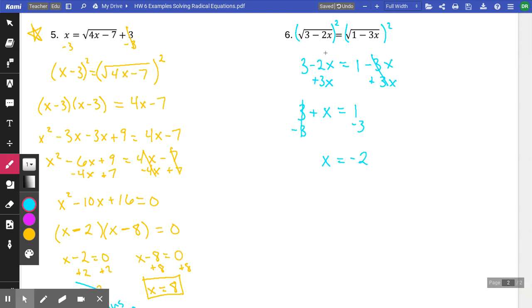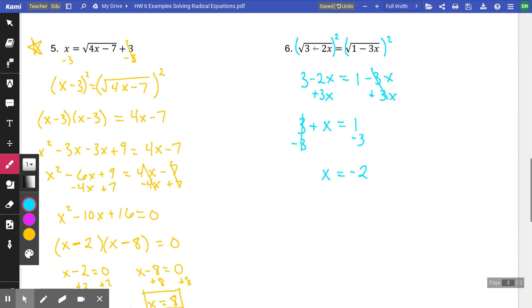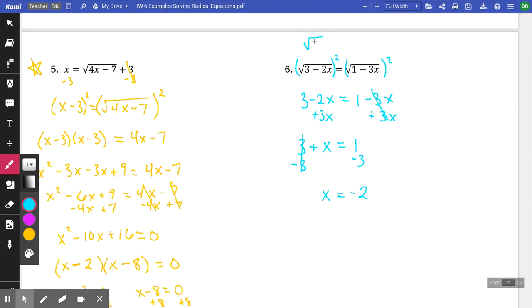If we check our solution here, 3 minus 2 times x, if we're going to use an x value of negative 2, that's going to be 3 minus 2 times negative 2, which ends up being 3 plus 4. So the left side gives us the square root of 7. And the right side, let's see if that ends up being the same. We use our negative 2. 1 minus 3 times negative 2 would end up being 1 plus 6, which is also the square root of 7. So this solution is good. We'll keep it. So don't be afraid of a negative answer. Sometimes if we have the right setup, those will be okay.